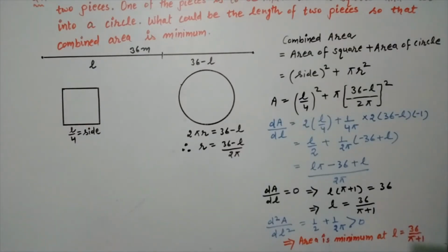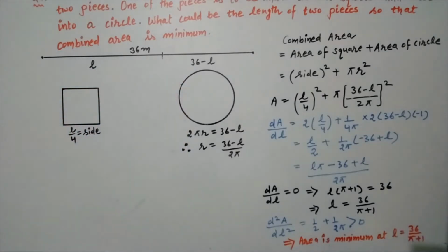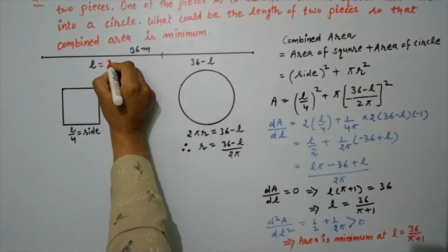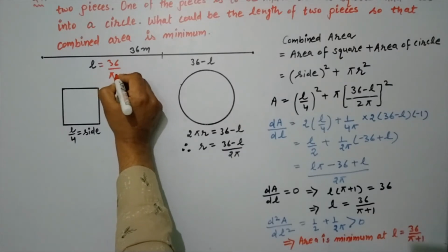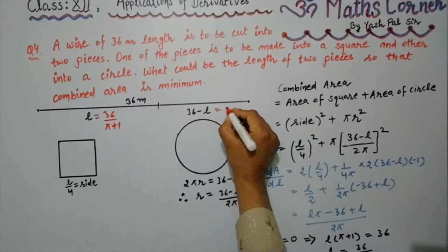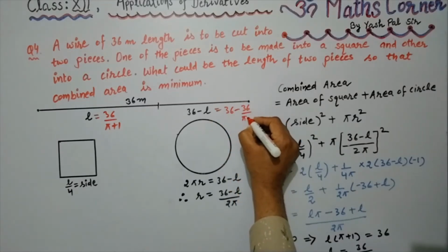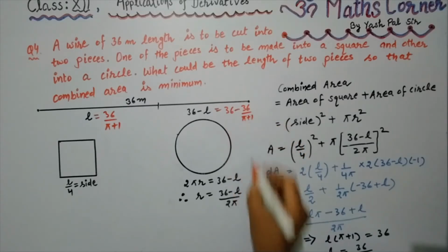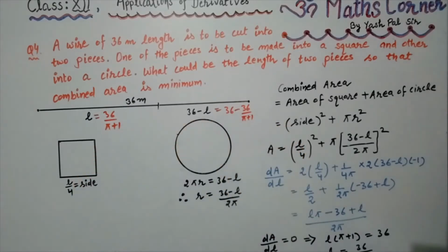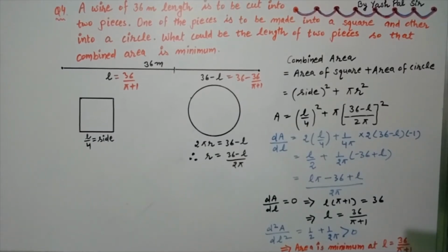So what could be the length of two pieces so that combined area is minimum? So length L value is this, and first value we write here 36 divided by pi plus 1, and the second value is equal to 36 minus 36 upon pi plus 1. So these are the lengths of the two pieces. Okay, so this was question number 4. Now next question.